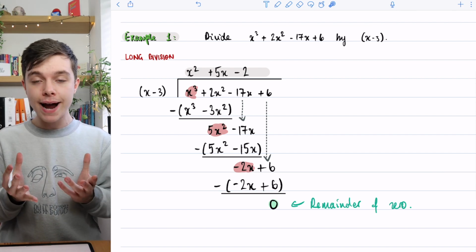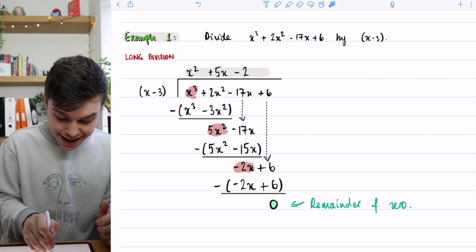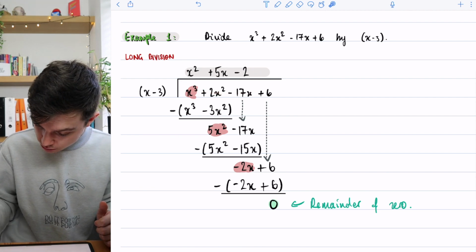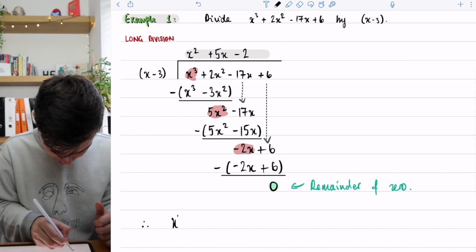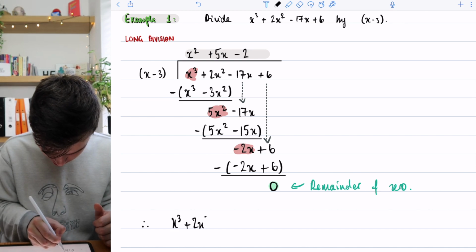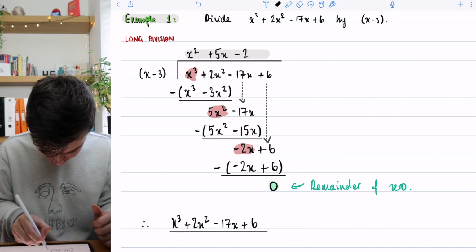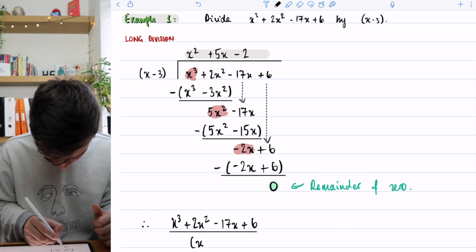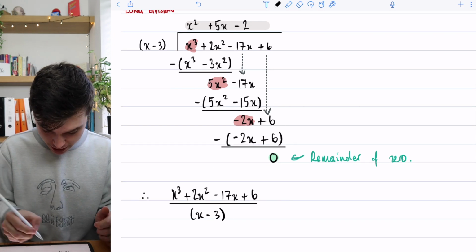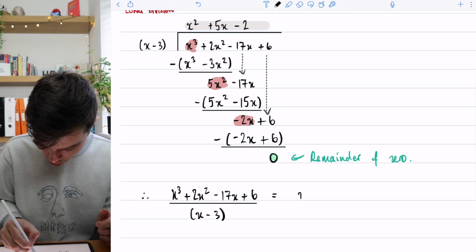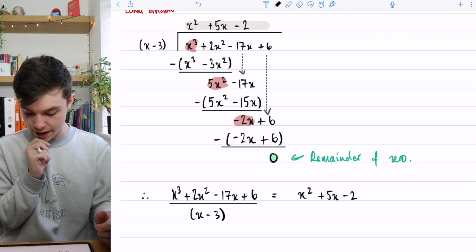Okay, so what is my answer? It's everything that is under this grey highlight, okay? This is the answer. So it's always nice when you do a question like this to say, therefore, x cubed plus 2x squared minus 17x plus 6 divided by x minus 3. You don't have to put brackets on the x minus 3 there, it's totally up to you. Is equal to everything on the top there, x squared plus 5x minus 2, okay?